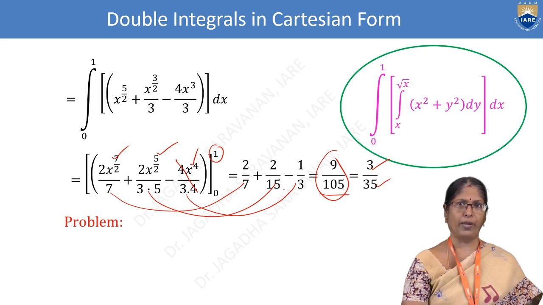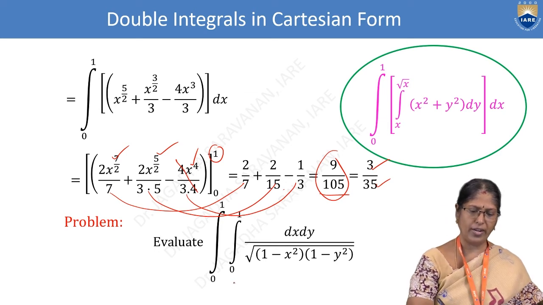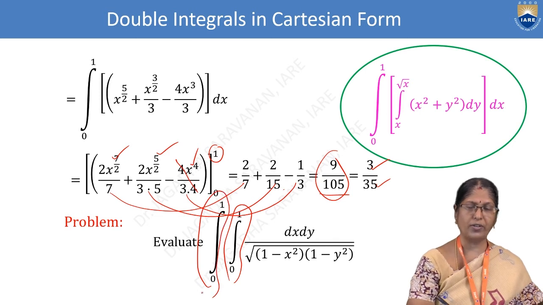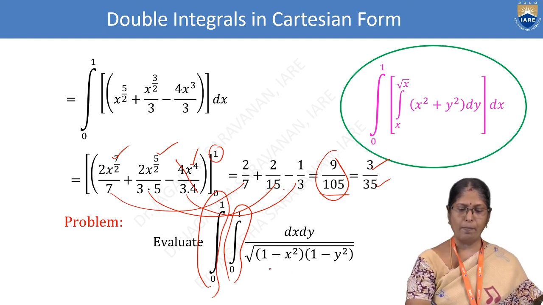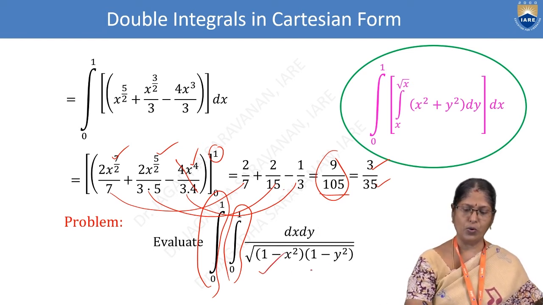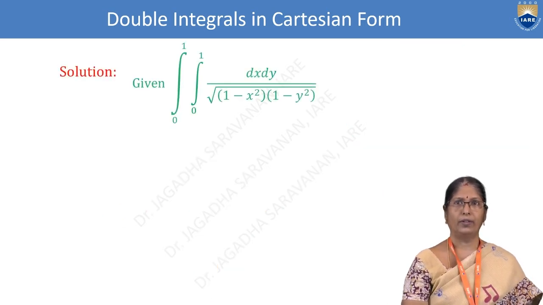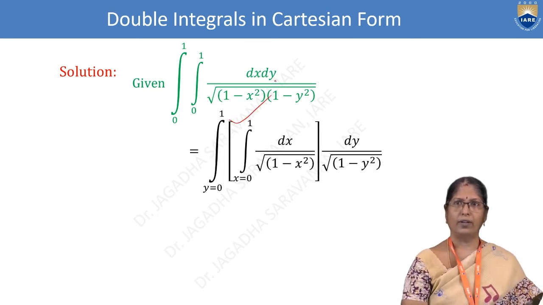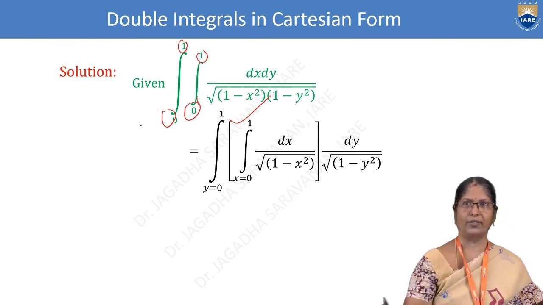The next problem is evaluate. The interior integration is 0 to 1. The outermost integration is 0 to 1. Dx dy over square root of 1 minus x square into 1 minus y square. So in the given question, we are noting that the four limits are constants.